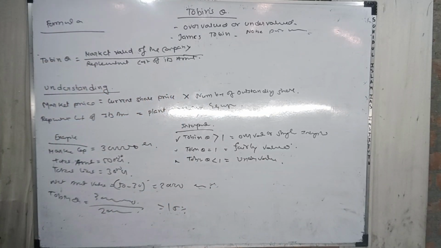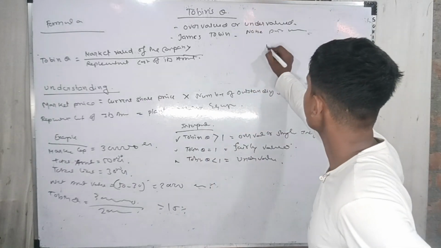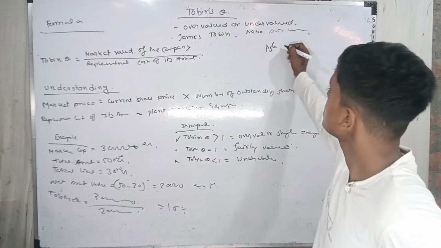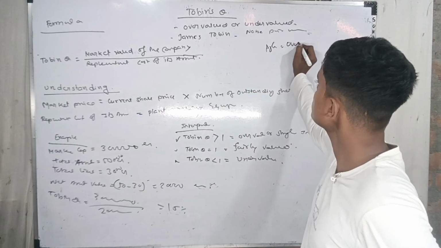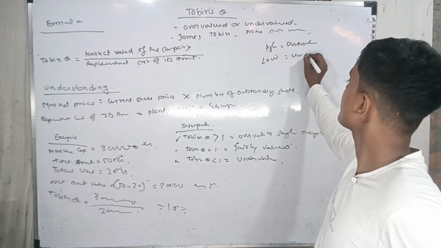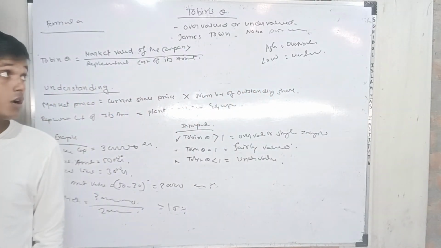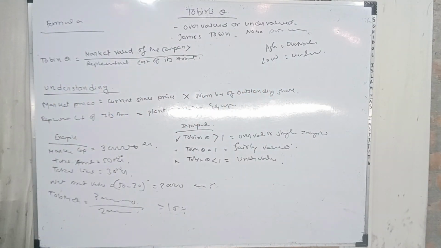A high Tobin Q means the company is overvalued, and a low Tobin Q means undervalued. So the higher the value, the more overvalued.